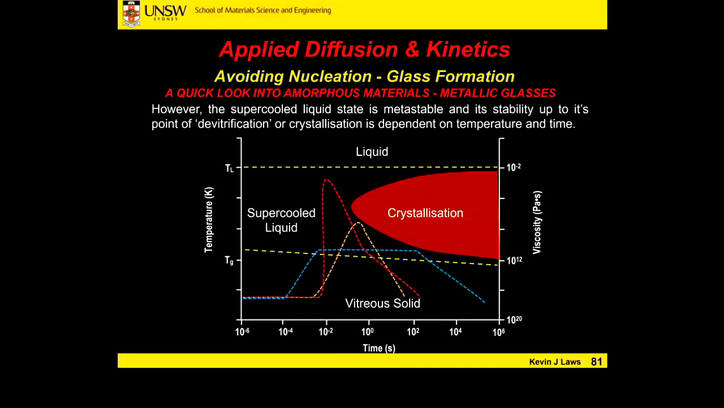And this one here is going to be probably for less complex sorts of geometries. We can heat it just above the TG, deform it over a very long period of time before we hit that crystallization curve, and then cool it down slowly.